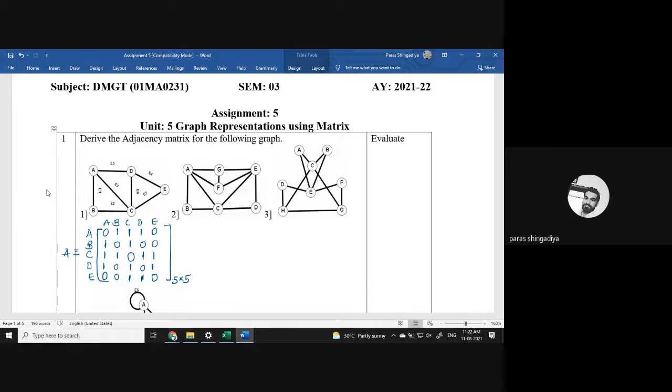We'll discuss some more examples. But if you have any doubt, please try it by yourself. Derive the matrix of the second graph, third graph, fourth and fifth one. First complete second and third, and then we'll discuss the last two.